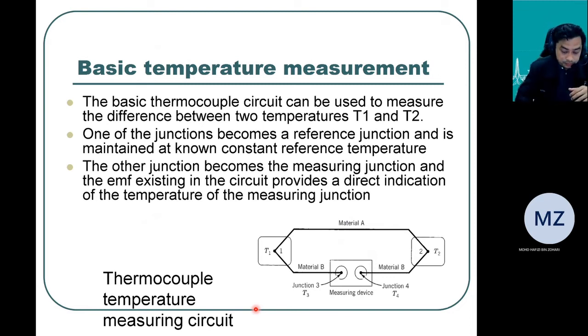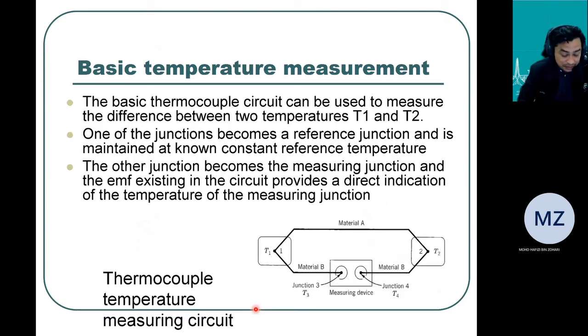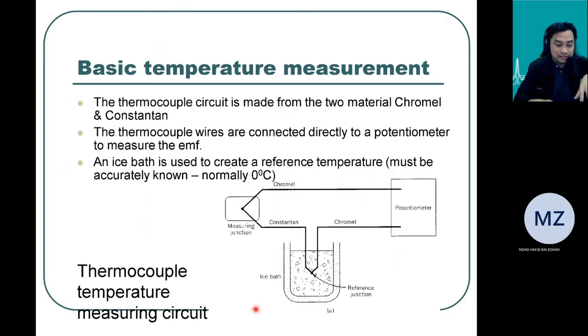All right, so let's go further. If you look at this, it's actually the same basic circuit, but to make it practical, we change the view of the circuit. It's the same circuit as this one, but we form it this way so that you can see where the potentiometer is located in that circuit. Then we have two materials: A, which is chromel, and the second material is constantan.